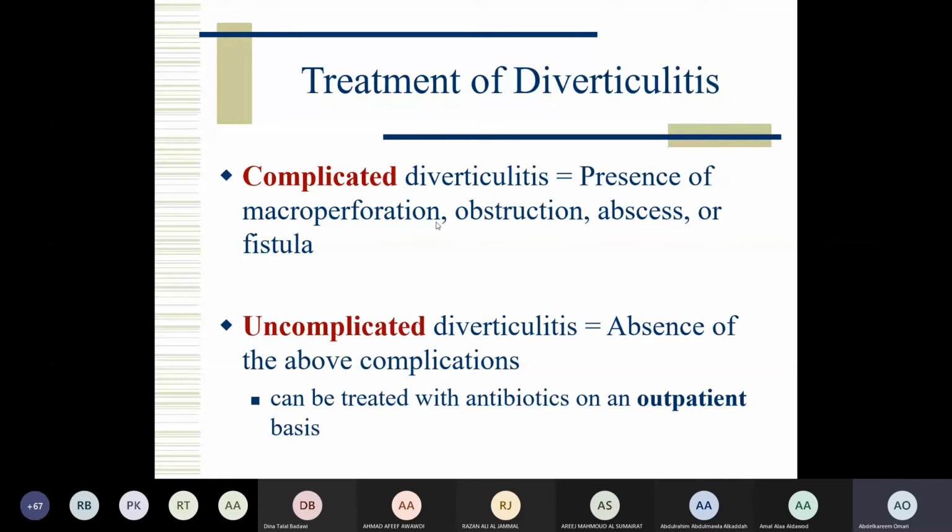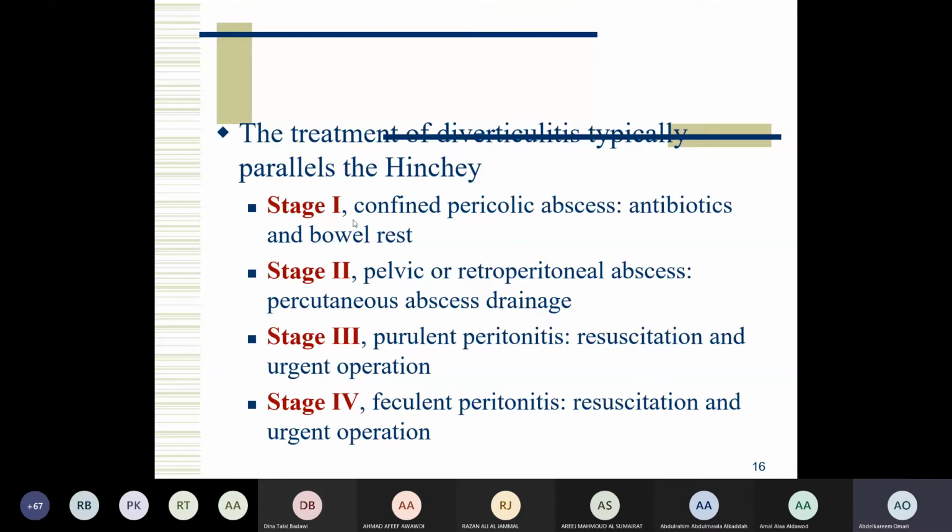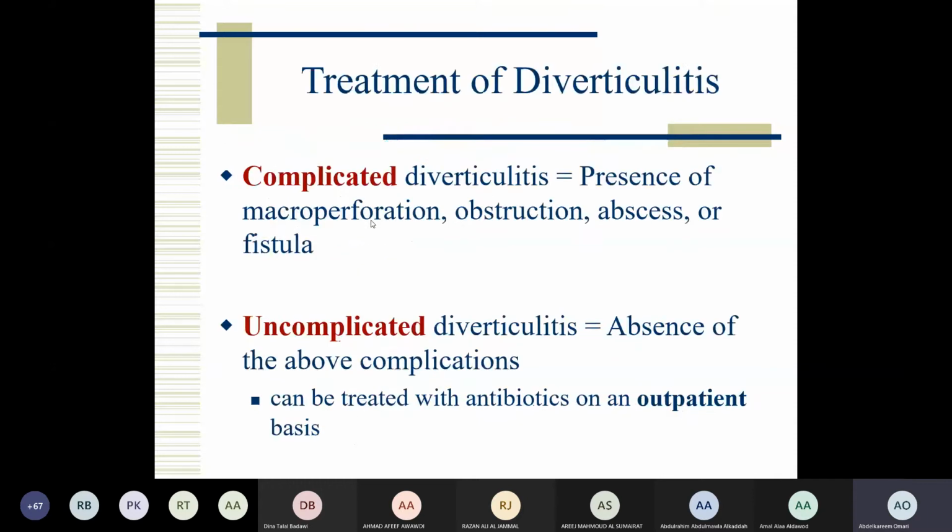We give antibiotics, wide-spectrum antibiotics, along with anti-anaerobes like Flagyl, metronidazole, because we have Bacteroides, so we have to give something against it. So we have to give combined antibiotics, wide spectrum, along with something against the anaerobes.